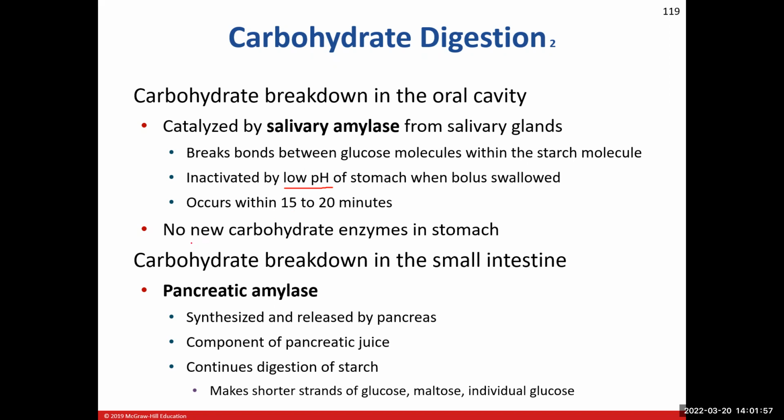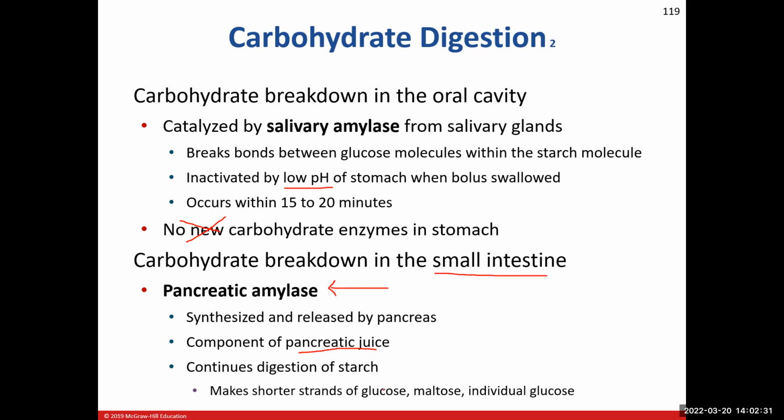So we won't see any new digestion of carbohydrates in the stomach because we don't have carbohydrate enzymes produced in the stomach. We pick it up where we left off when we get into the small intestine. Thank you, pancreatic amylase. The pancreas is going to make and release its version of an enzyme to break down our carbohydrates. That's found in the pancreatic juice. And so we will continue on with the digestion of starch.